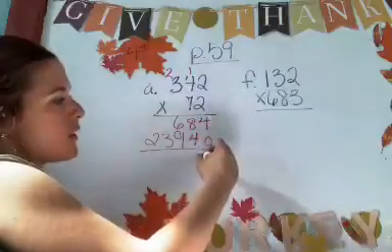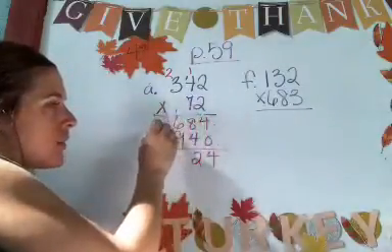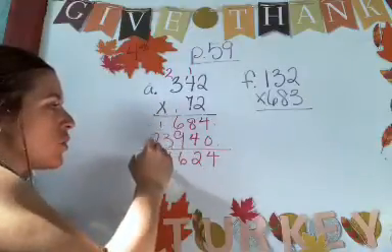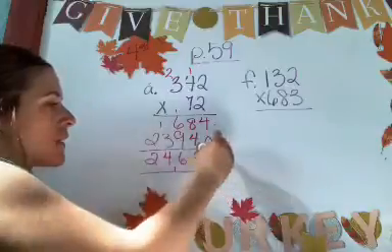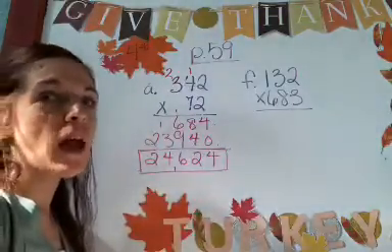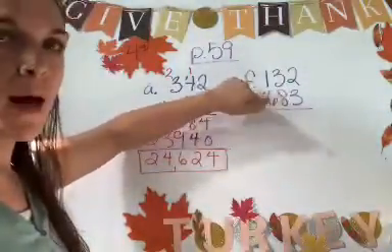4 plus 0 is 4. 8 plus 4 is 12. 1 plus 6 is 7 plus 9 is 16. 1 plus 3 is 4 and 2. 24,624 is your answer. Okay? So now, guys, it's the same thing over here. It's just one more step, one more paso. So let me show you this one.